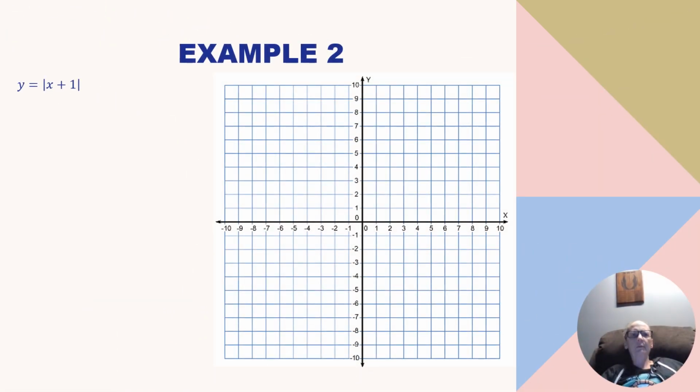All right, in example 2, we have y equals the absolute value of x plus 1. So again, we want to start by finding our vertex. The x value is the value that makes the inside of the absolute value 0. So -1 would be the x value that would make that 0. And there's nothing on the outside of the absolute value, so that means it's 0. So my vertex is at -1, 0.